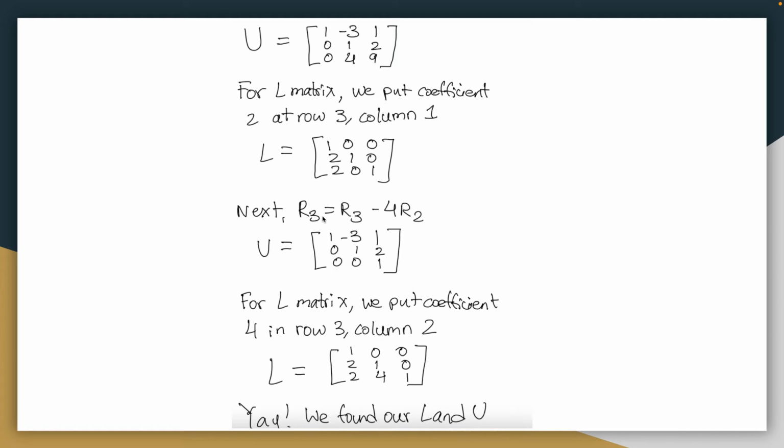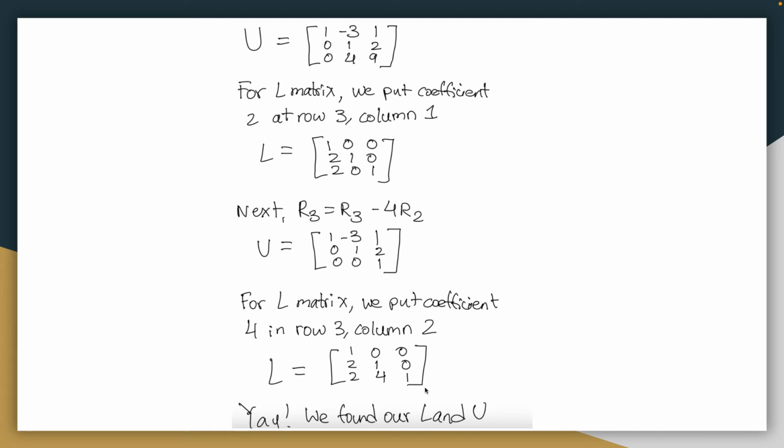Next we'll do R3 = R3 - 4R2. And voila, you'll get U matrix to be 1, -3, 1, 0, 1, 2, 0, 0, 1. You know that this is row reduced echelon form as well. Based on the pattern, we draw the diagonal line. The zeros are below it, so it is an upper triangular matrix. For the L matrix, we put the coefficient 4 in row 3, column 2 because of R3 minus 4R2. And ta-da, we get our L matrix to be 1, 0, 0, 2, 1, 0, 2, 4, 1.